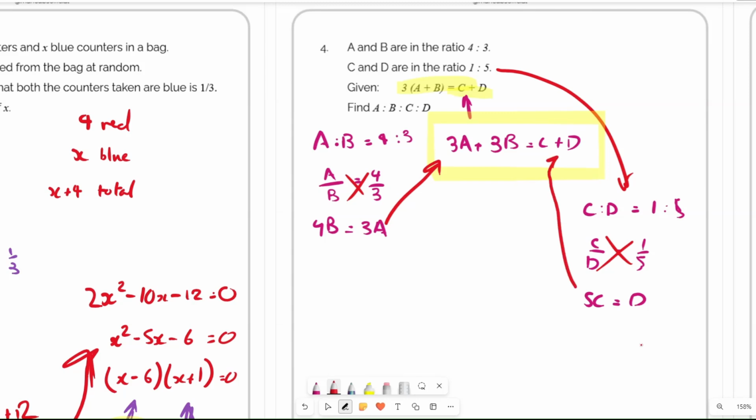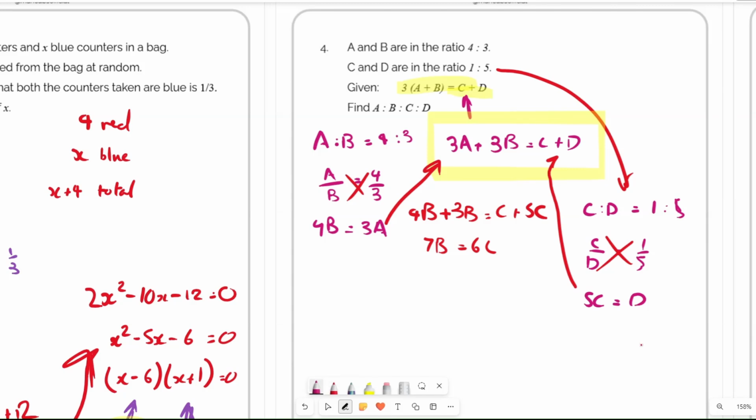So 4b equals 3a, we've got 3a here, so we're going to have 4b plus 3b equals c plus 5c equals d, so we have 5c there. Collect those like terms, 7b equals 6c, and then this is where we're going to put it back into a ratio for our final answer.